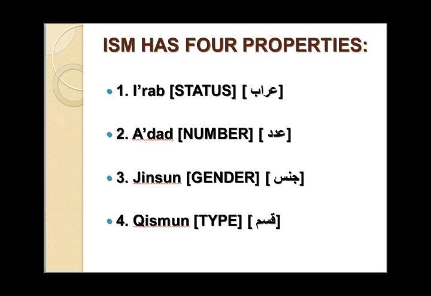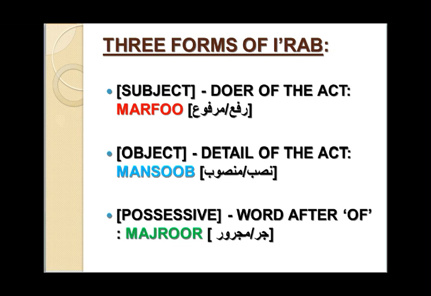Now we are on 3 forms of i'rab. Remember the first one, i'rab. We'll start with i'rab. So these are of 3 kinds. You did this in English: subject, object, and possessive. That's different. That's actually different. We'll talk about that later.